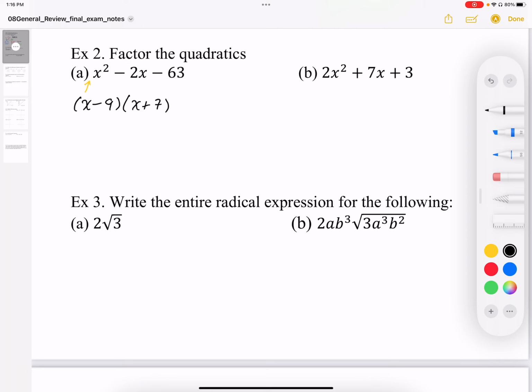So we're not going to make it equal to anything. This is all it is. We're going to leave it in factored form because it says to factor, we're not solving for anything here.